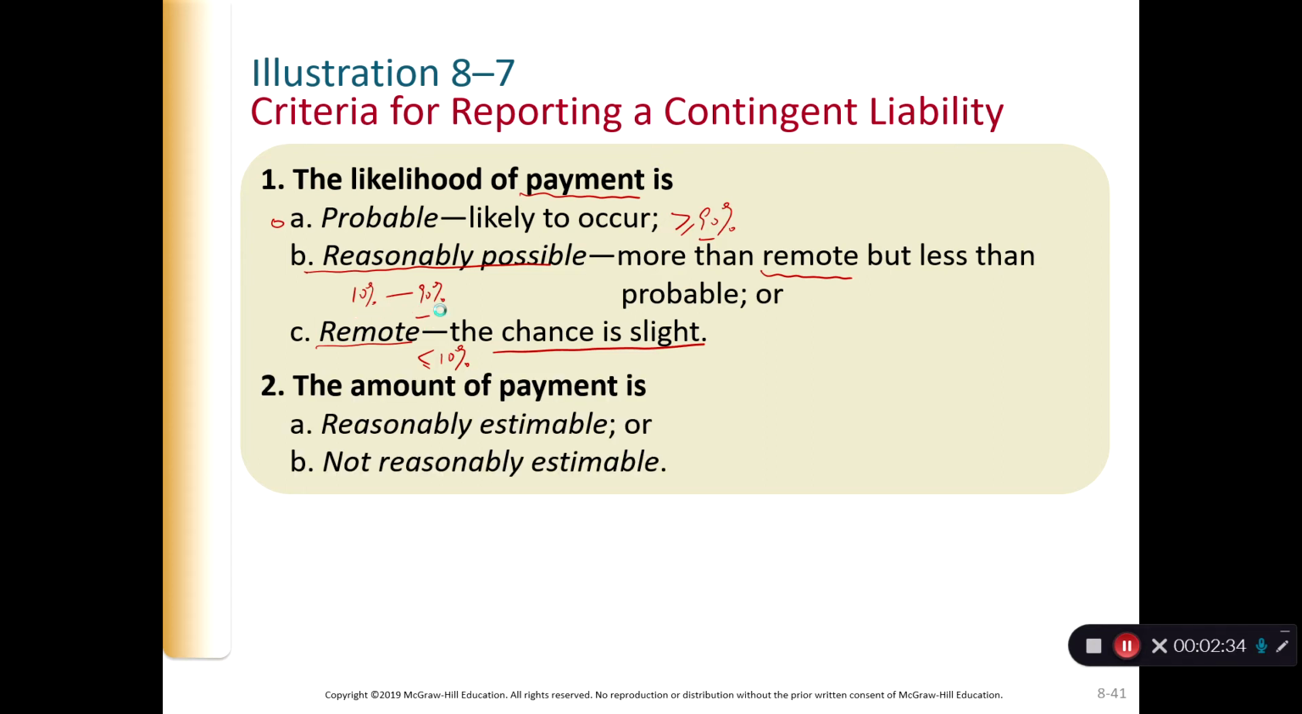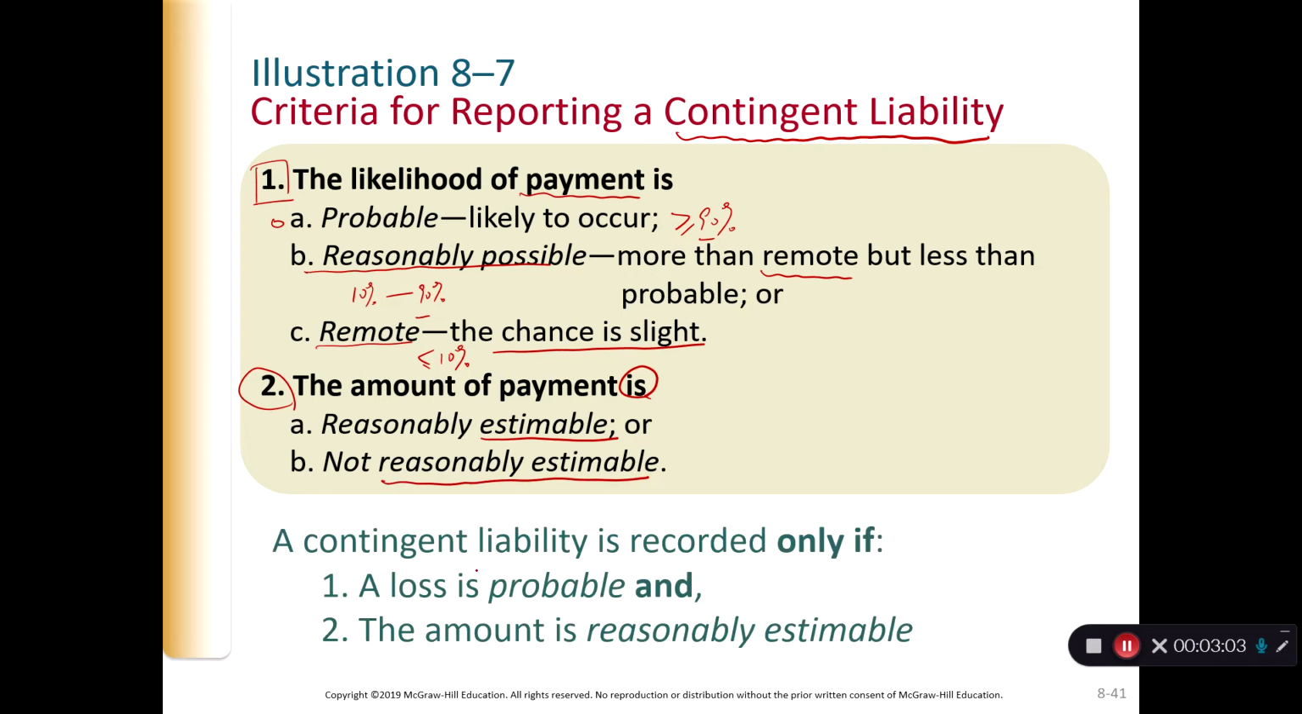Okay, so there are two things you need to consider when you're deciding whether there's a contingent liability. One is the probability of that event. Second is the amount of the payment associated with when that event actually goes bad. So first of all, the amount of payment can be reasonably estimatable, right? And it can also be not reasonably estimatable.